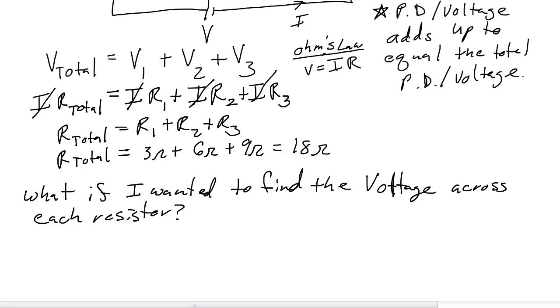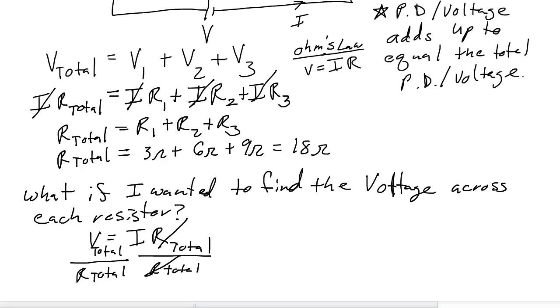Okay. Well, I could do that using Ohm's law, and Ohm's law tells me that V is equal to IR, and I know what R total is, and I know what V total is, because it's the voltage of the battery. So I could do some substitution and solve for my current first. So I'm going to divide by R total on both sides.